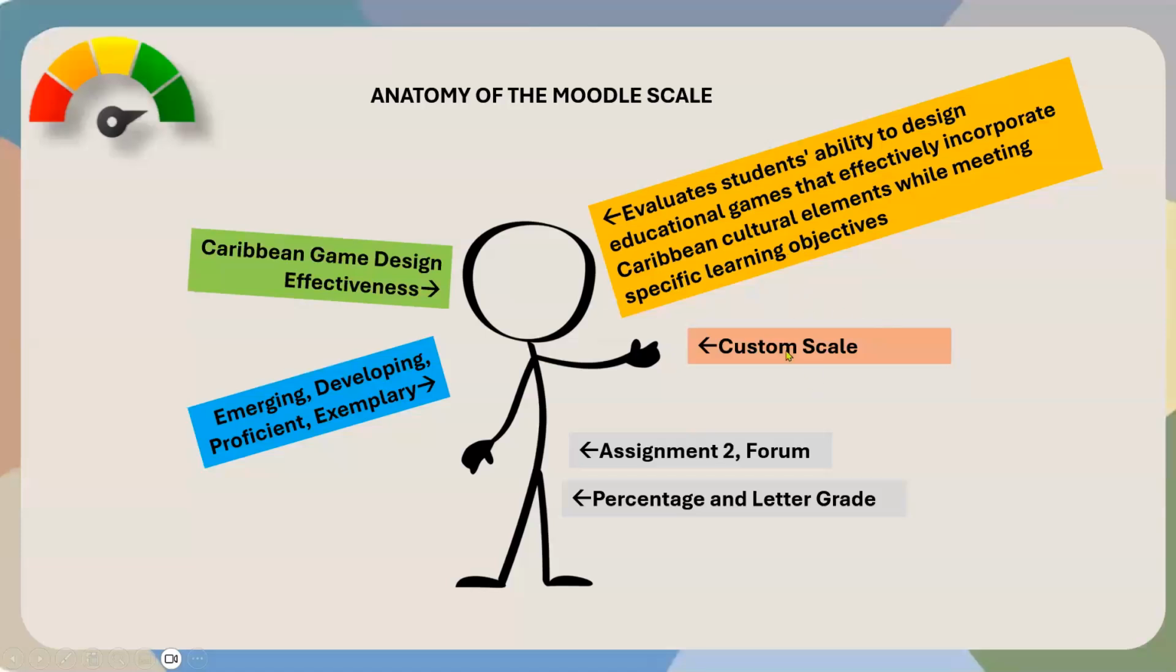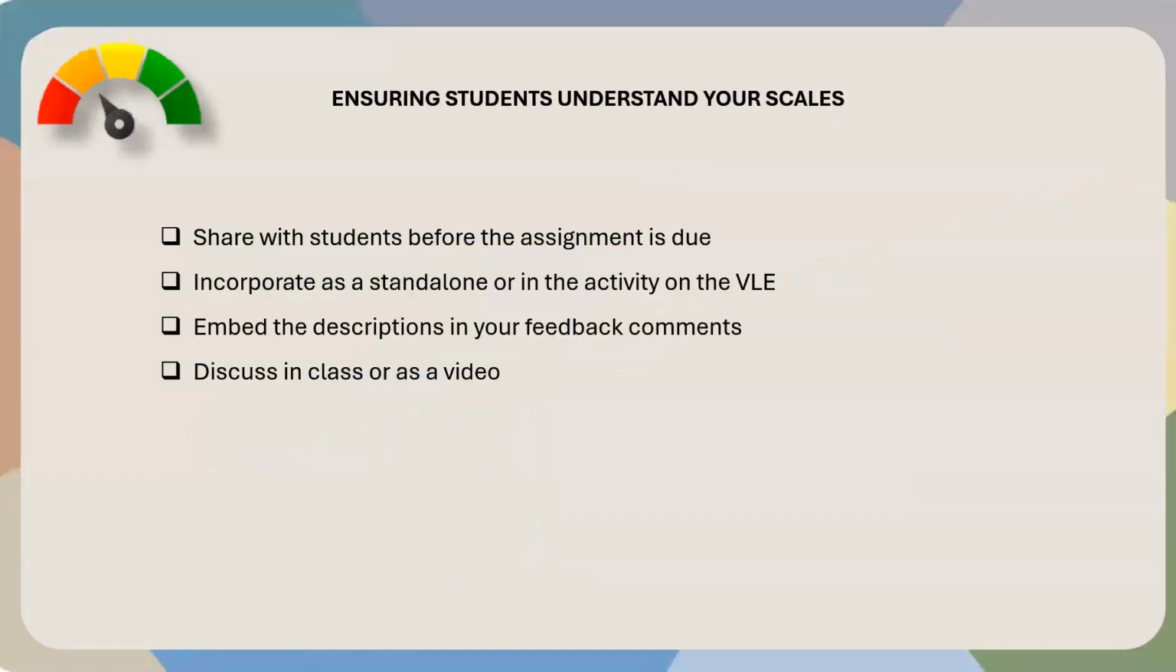And then it is a custom scale. It's not one of the predefined ones. I will be using this with my second assignment and the forum that is in the course. And the percentage and letter grades have been activated in the gradebook, which means that the equivalent will be showing up. Okay, so this is just a quick example of what that might look like.